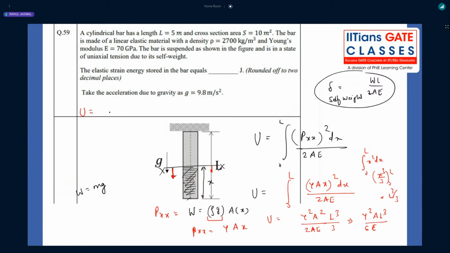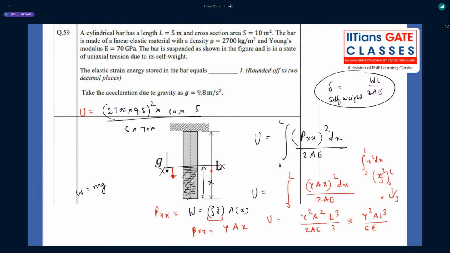Gamma, what is the rho g? Rho is 2700. G is 9.8. Don't take 9.81. Whole square into area. The area they have directly given as 10 meters square. And the length, if you take the length as 5 meter, and 6E, what is the E value?